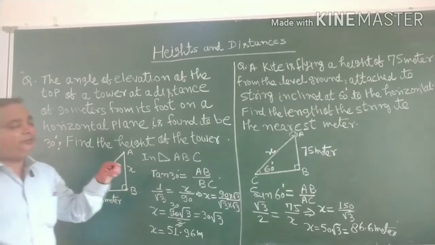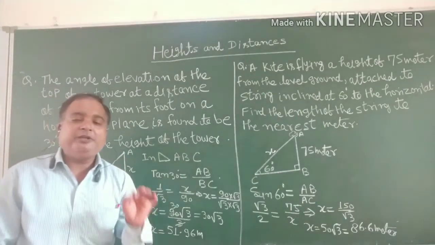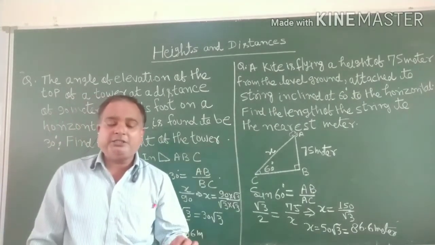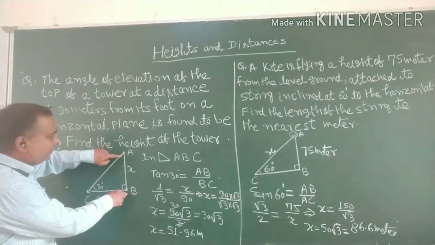So we have to find the height of the tower. Again, the name of the chapter is height and distance, so in more than 95% of cases we use the formula of tan theta. Why? Because tan theta is the ratio of perpendicular upon base. Now the height, let it be x.